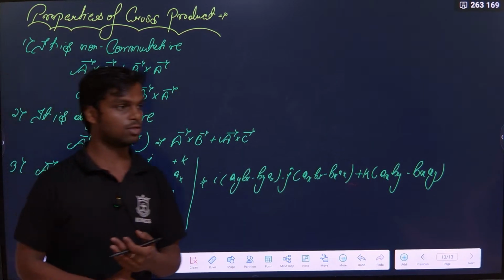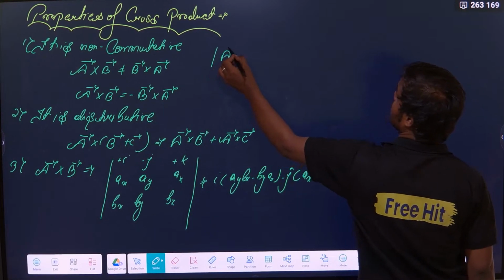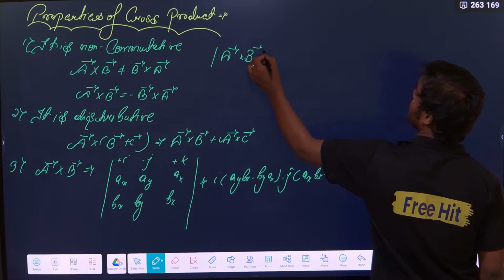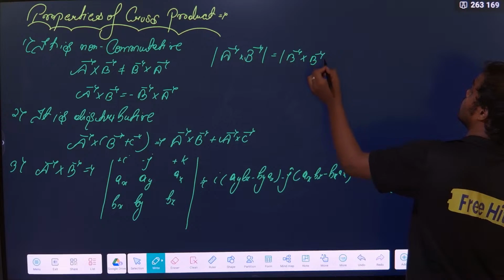How to write the cross product of a vector? Second thing, remember that the magnitude of A cross B vector will be equal to the magnitude of B cross A vector. The magnitude will be the same. There is no problem with the magnitude.